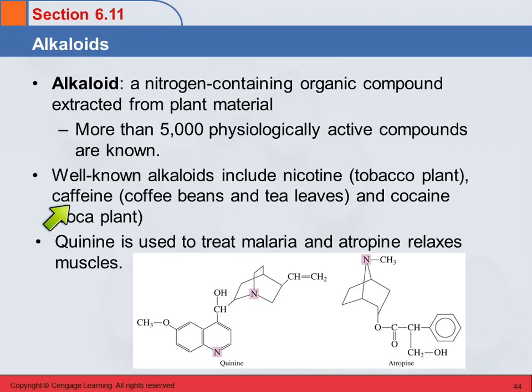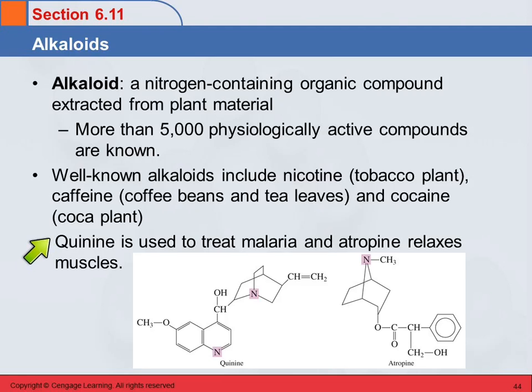Caffeine, we looked at these structures very briefly. I think your book also has a nice little inset talking more about these, and I would encourage you to read those just for your general information, but I'm not going to test you on those. Caffeine comes from coffee beans and tea leaves, and cocaine is another alkaloid, and that comes from the coca plant.